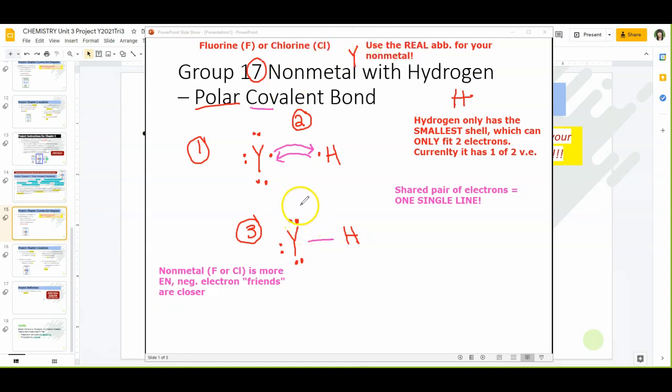So you need to draw a partial negative charge. Over here on our nonmetal, we're going to go ahead and draw a partial negative charge right here, okay? That backwards loopy D again is a delta, which means partial charge.